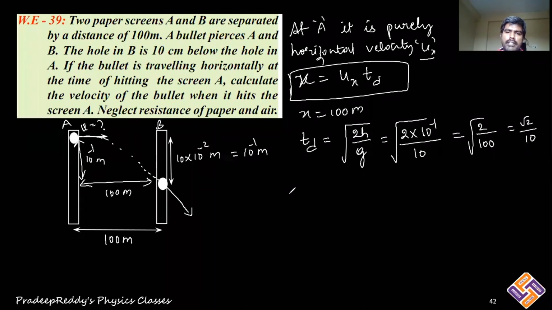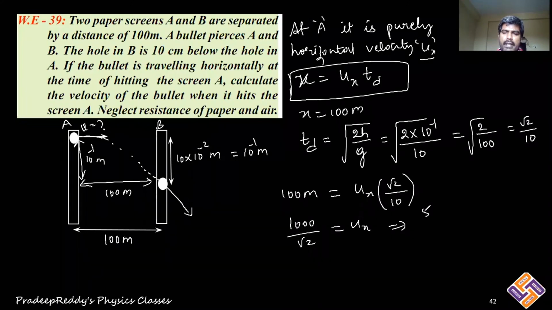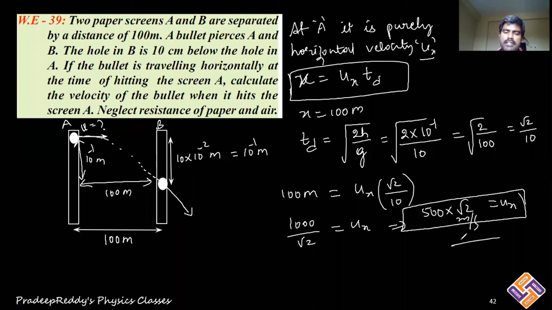Take this and substitute over there. x is equal to 100 meter is equal to ux into the time of descent, root 2 divided by 10. This goes here: 1000 divided by root 2 is equal to ux, and 1000 can be written as 500 into 2, that is root 2 into root 2. So 500 root 2 is equal to ux. This is the final answer, and that is in meter per second. This is the initial velocity required by the bullet in order to pierce from A to B.